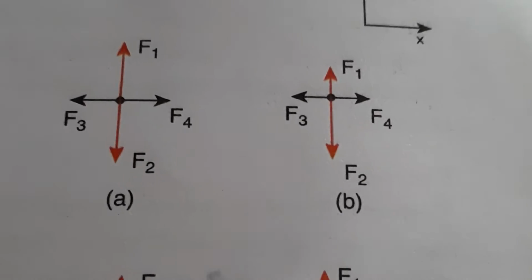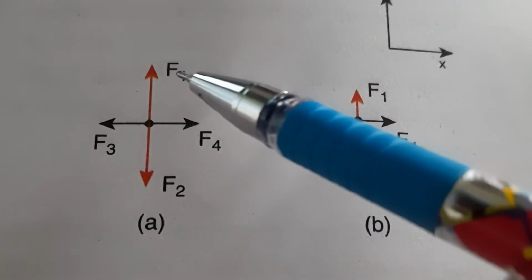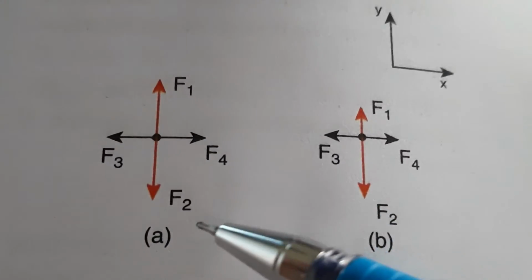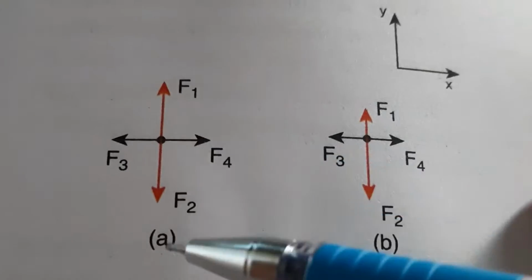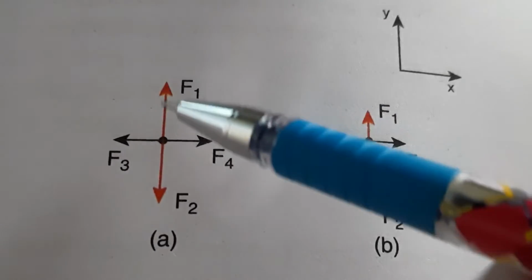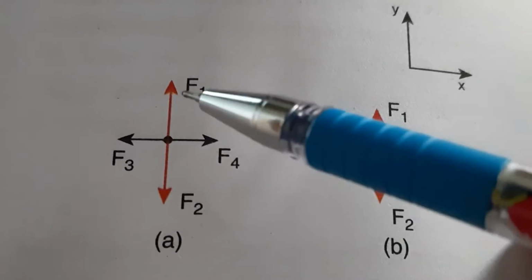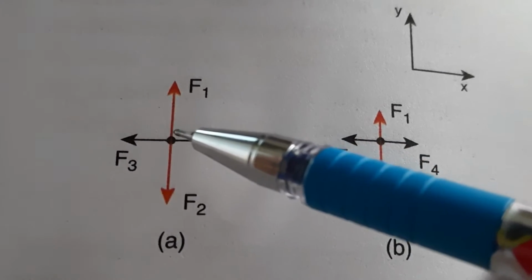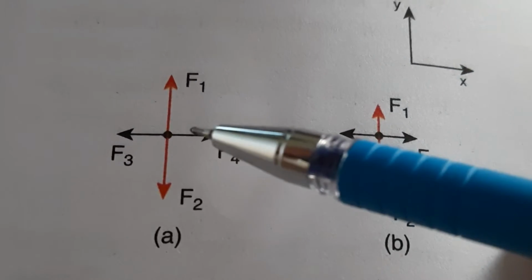Now we'll take the first diagram. Okay, this is A. Now here four forces are acting, F1, F2, F3 and F4. Now you take F1 and F2. They have equal length but opposite direction. So the net force in the y direction is 0. Okay. So there is no acceleration along the y direction.